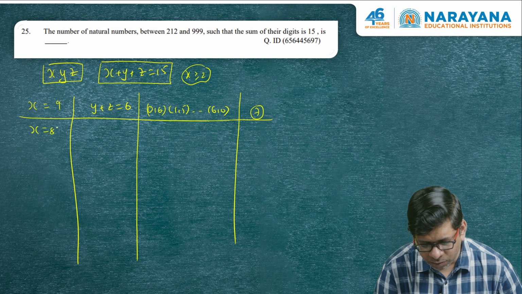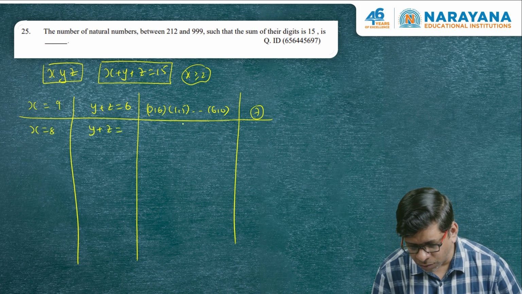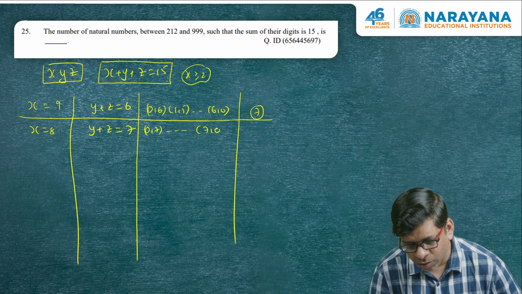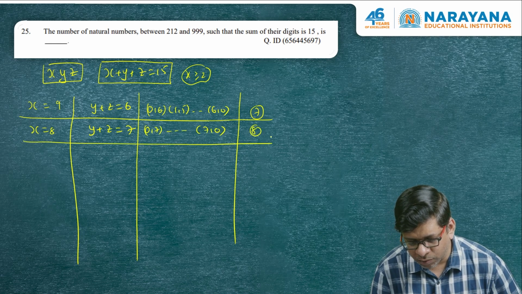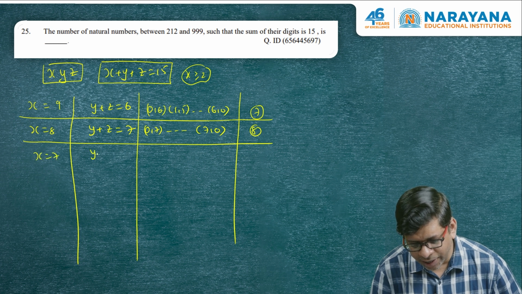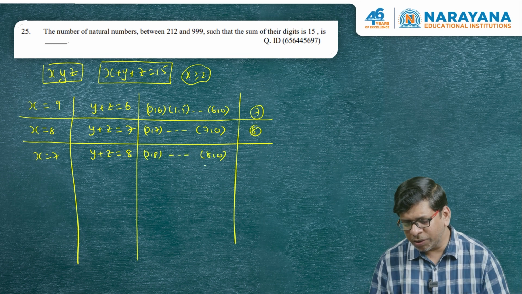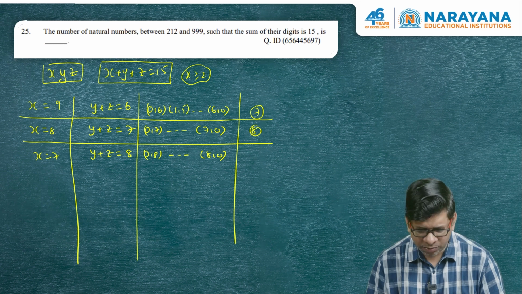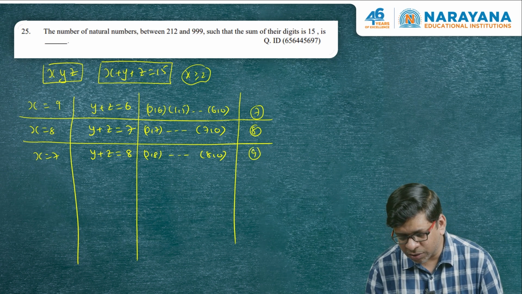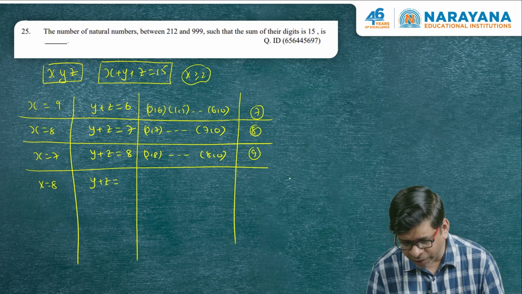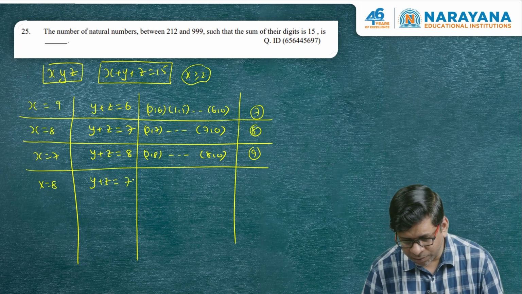If x is 8, then we need the sum of digits to be 7. Sum of digits 7 means 0, 7 till 7, 0. So we have 8 such numbers possible. If x is 7, then I need the sum of digits y plus z as 8. Y plus z 8 means 0, 8 till 8, 0, so 7, 0, 8, 7, 1, 7 like that. How many numbers? 9 such numbers.